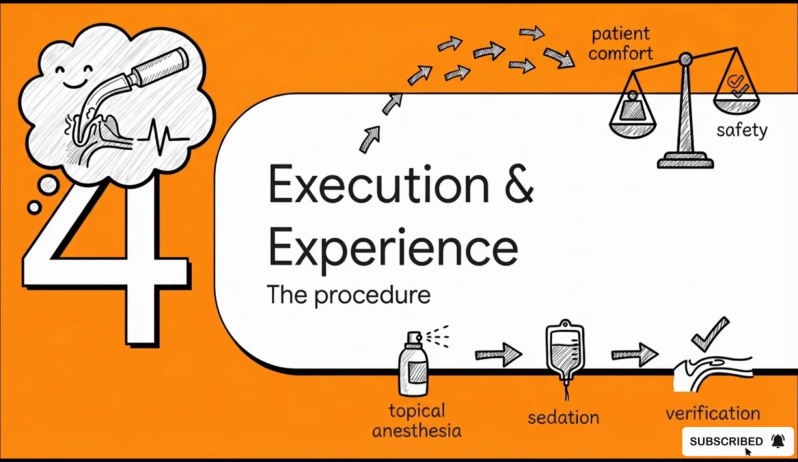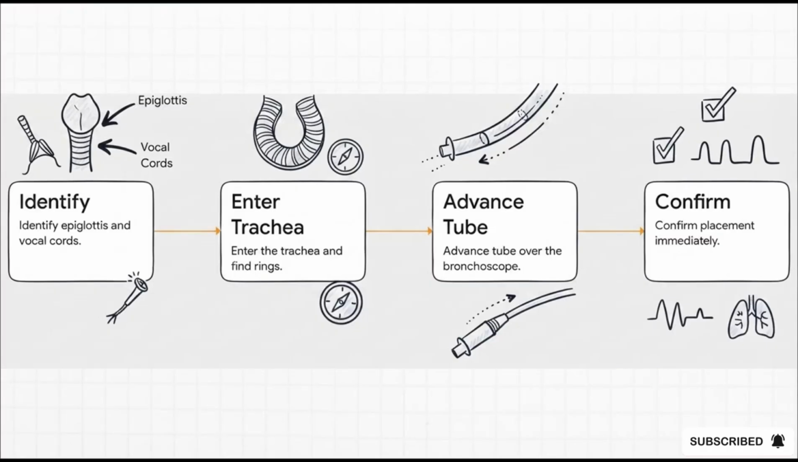Next up, Section 4, Execution and Patient Experience, the actual moment of truth. Once that airway is perfectly prepped and numbed, the operator chooses their technique, often an awake, flexible bronchoscopic intubation or maybe a video laryngoscope, just depending on the patient's specific anatomy. If they use a flexible bronchoscope, the sequence is actually highly elegant.